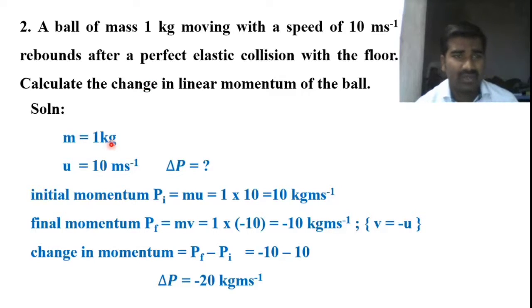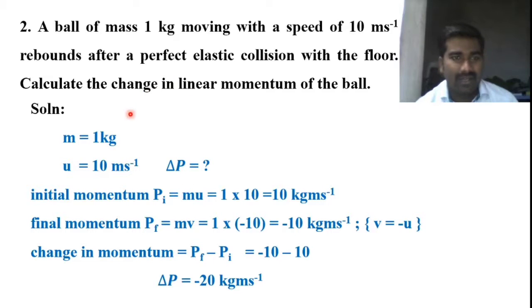Here the given data: m is equal to 1 kilogram. The initial velocity of the ball is equal to 10 meter per second. They ask us to calculate the change in linear momentum, delta p. So the solution: the initial momentum pi, which is nothing but the initial momentum, is equal to m into u. Here m is the mass of the ball, and u is the initial velocity of the ball.